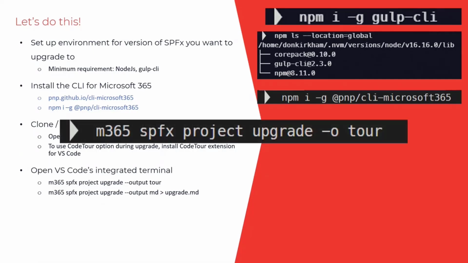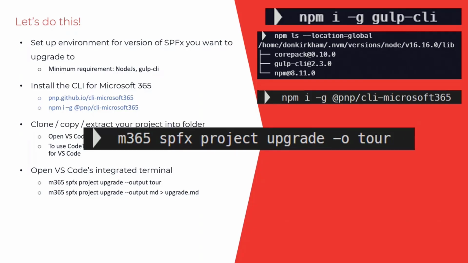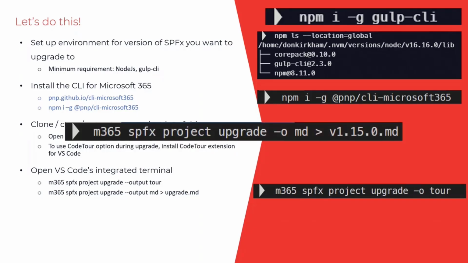So I've got a couple of them up here that we're going to look at today. So it's SPFx project upgrade, and then your options. So -o or --output is how you want your results. There are several options. The two we'll look at today are Tour and Markdown. So Tour creates that CodeTour piece, and then Markdown creates a Markdown file, and then you just save that into your local project, or wherever you want to save it, and then you use that to walk through.